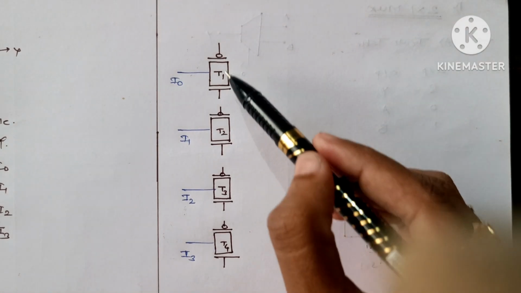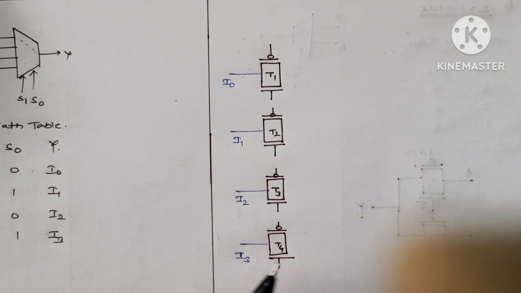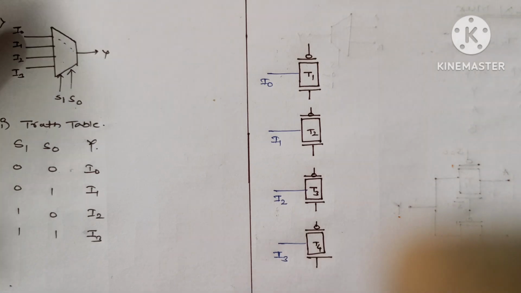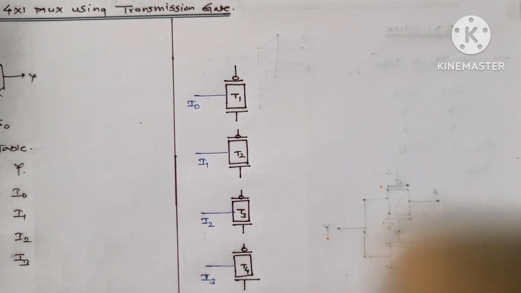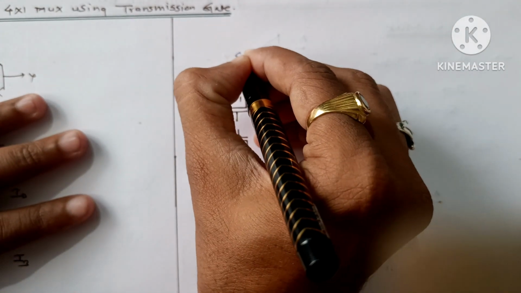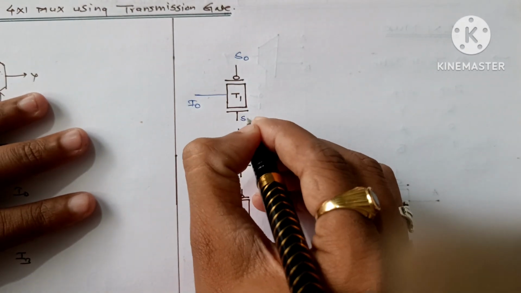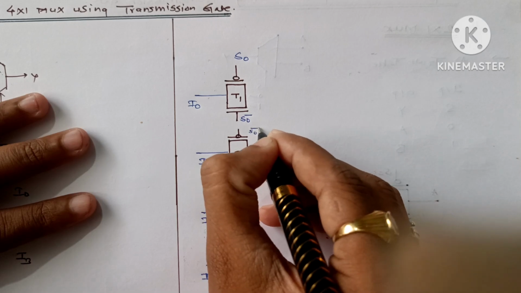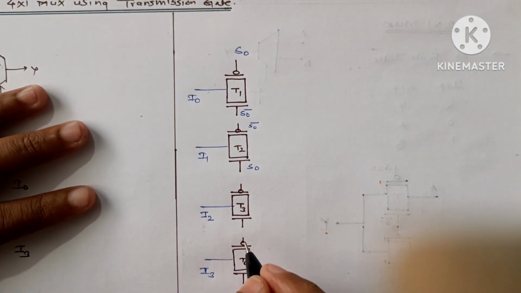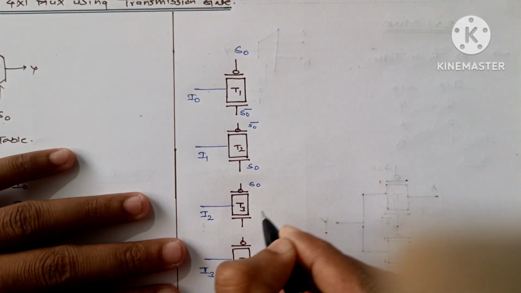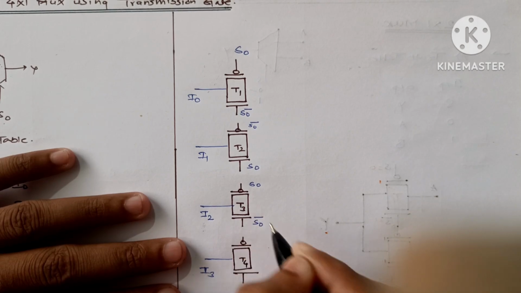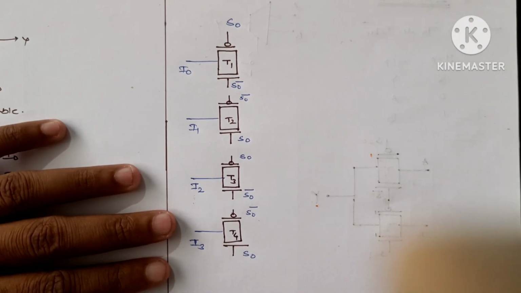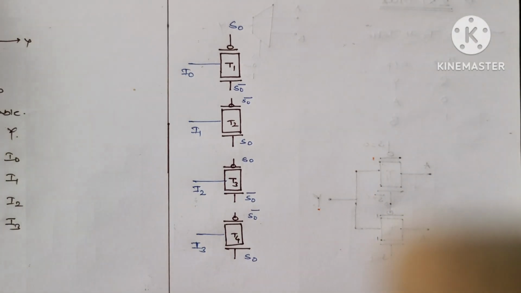Now as the control signal is considered, we have 2 control signals, which we call select lines, S1 and S0. So at the primary stage, we'll use S0 as the control signal. So this is S0, and this will be S0 bar, its counterpart. This is S0. Similarly, S0, this is S0 bar, S0 bar, and this is S0. This is how we connect the transmission gates in parallel with each other.